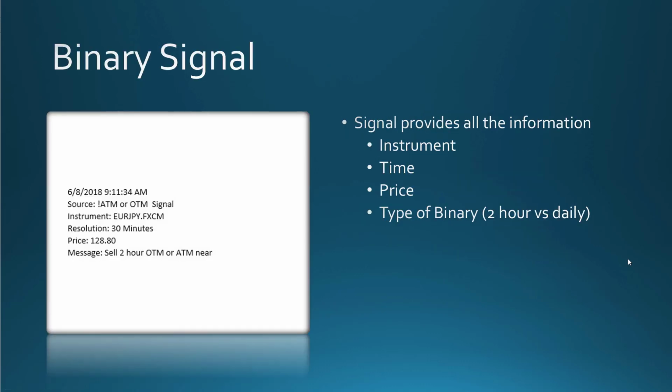Now, the binary signals look very similar to this. It provides all the information that you need to take a trade. As you can see, it tells you the instrument, which in this case is the Euro JPY. It also tells you the time and the date that the signal was issued. It tells you the price. This is what I refer to as the signal price. And it also tells you the type of binary that you're trading, whether it's a 2-hour or whether it's a daily.